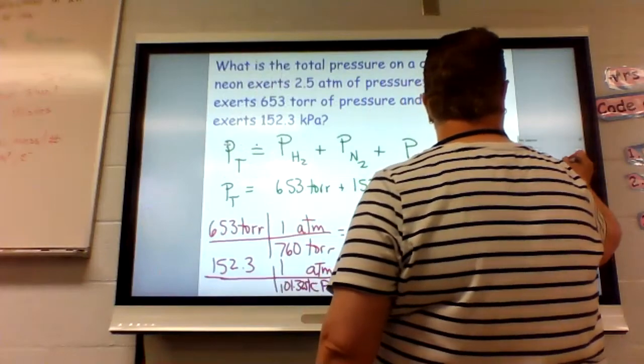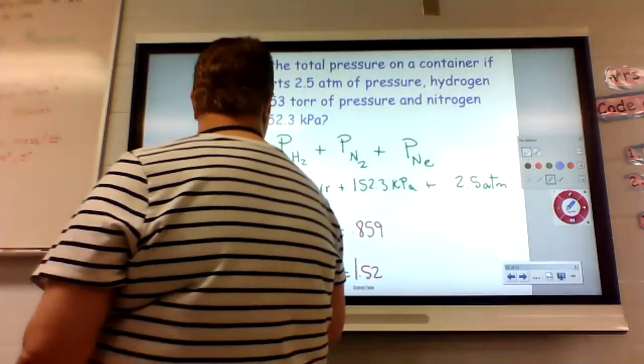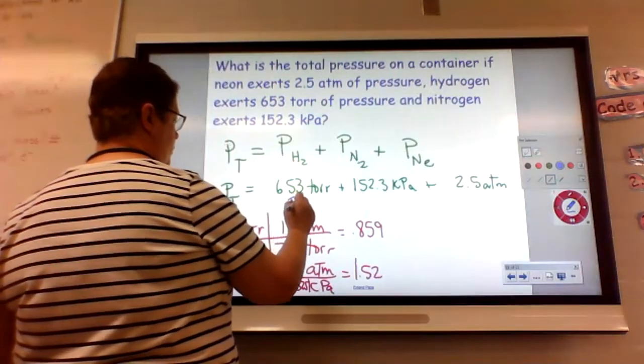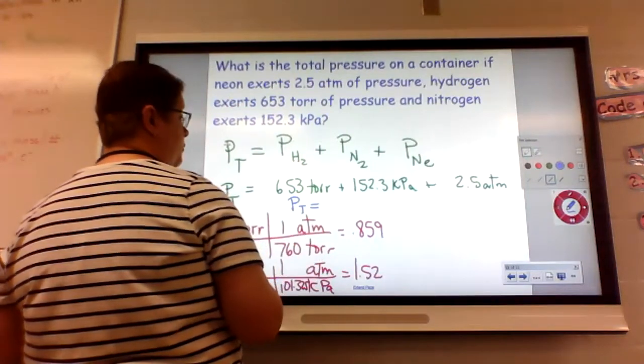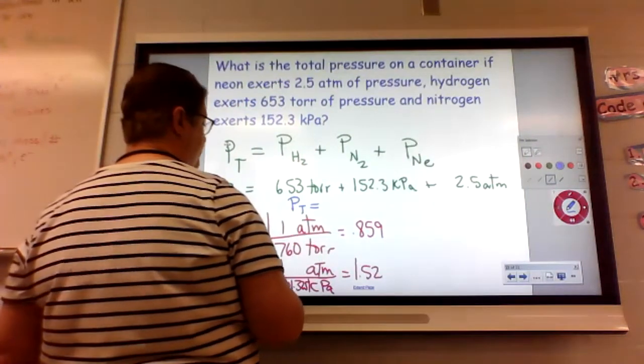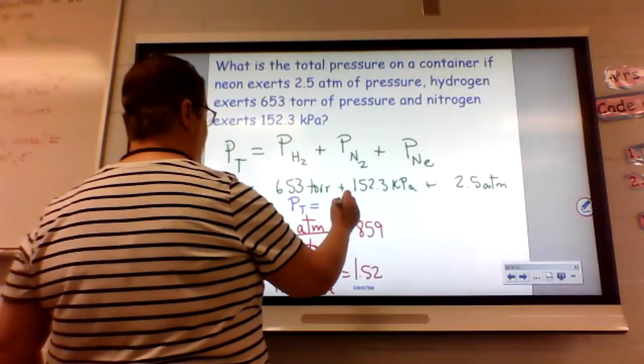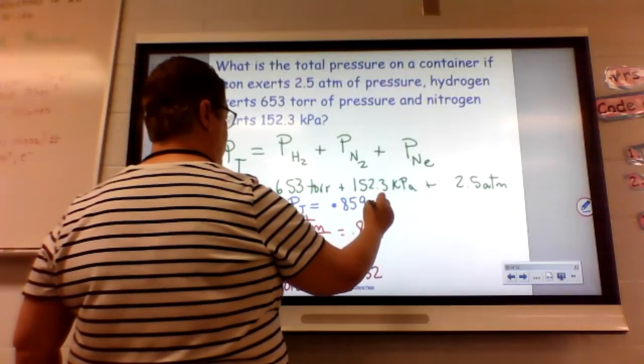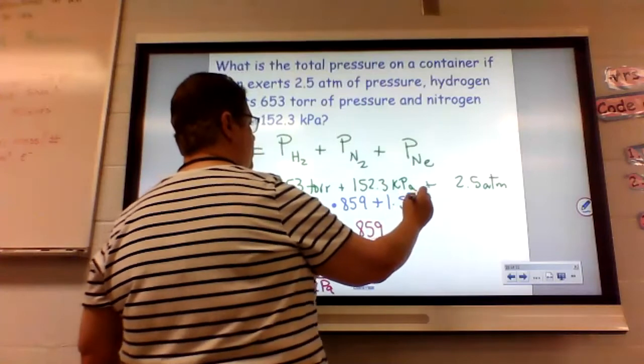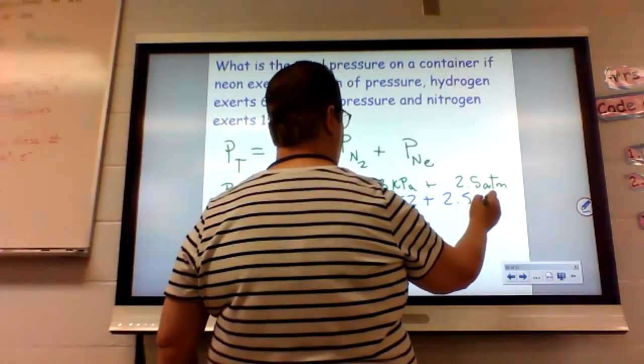Now, which one are you supposed to know for the quiz tomorrow that is not on kPa? Pascal's, Pa? All right, so 0.859 plus 1.52 plus 2.5 atm.